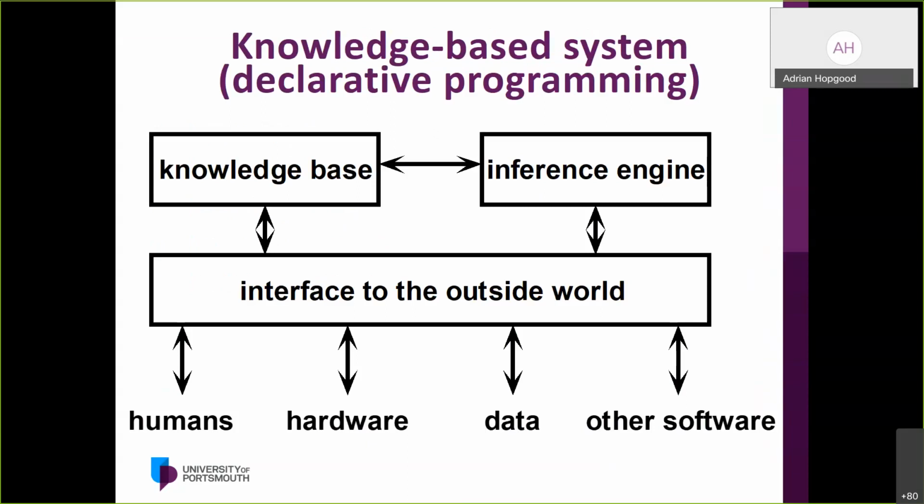So I'm going to start, as I say, by talking about knowledge-based systems, and then I'll move on to neural networks before I have our tea break. So for me, the key thing about knowledge-based systems is that you separate out the so-called knowledge base and the inference engine.